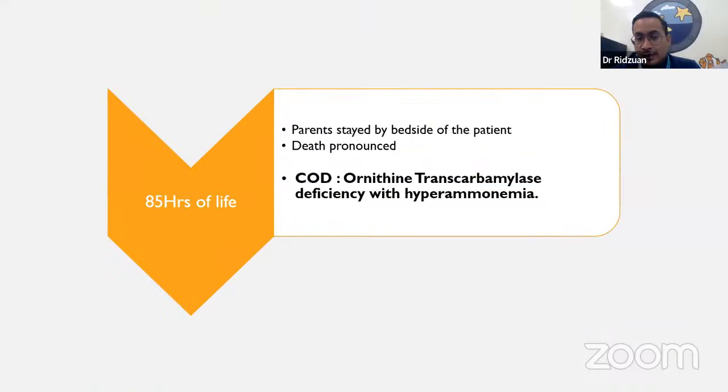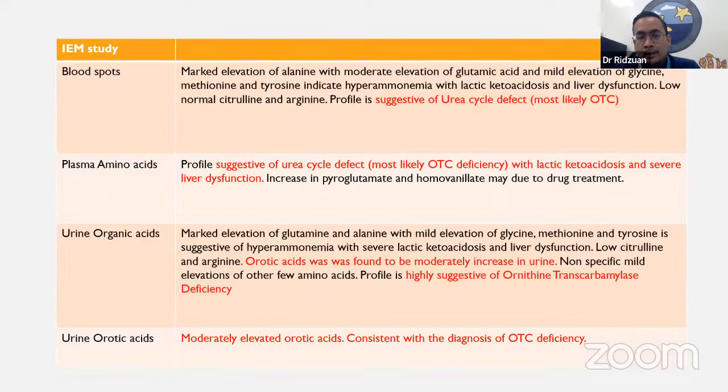At 85 hours of life, after a few hours, death was pronounced with the cause of death being ornithine transcarbamylase deficiency with hyperammonemia. The inborn error metabolism result came back as consistent with and suggestive of ornithine transcarbamylase deficiency, as there is moderately elevated urine uric acid with elevation of the organic acids, and also normal citrulline and arginine.